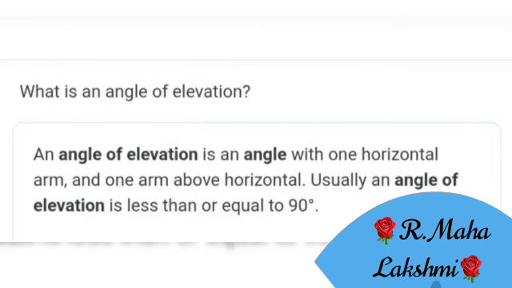What is an angle of elevation? An angle of elevation is an angle with one horizontal arm and one arm above horizontal. An angle of elevation is less than or equal to 90 degrees.